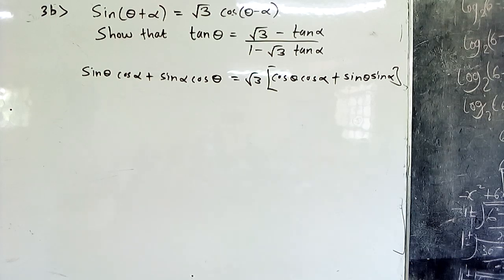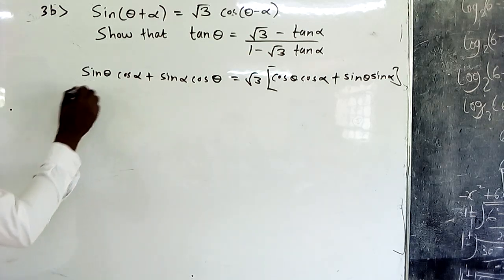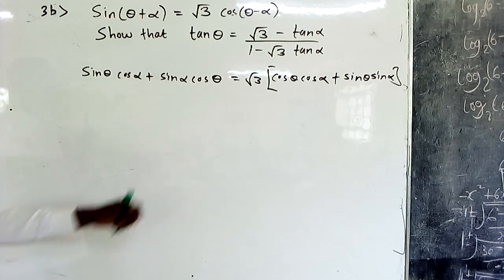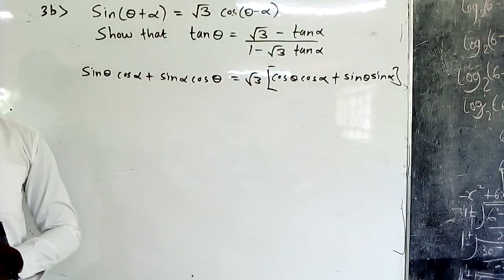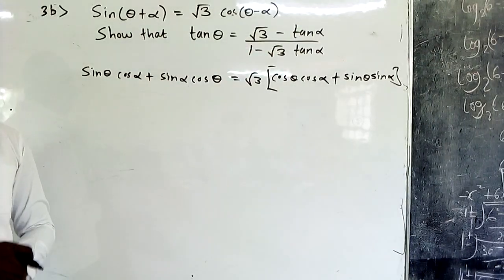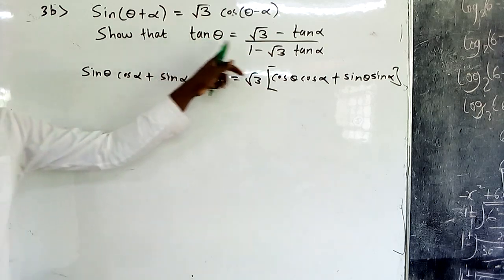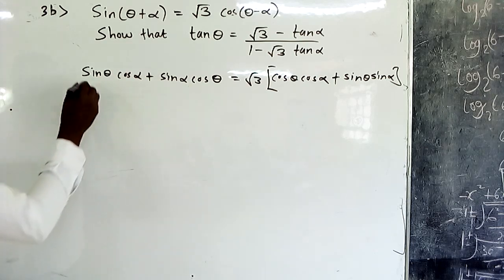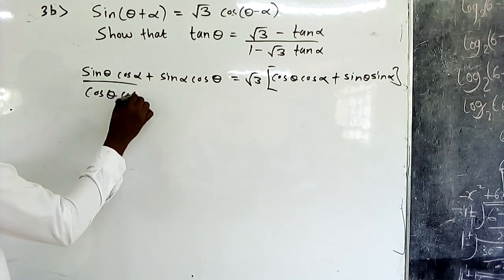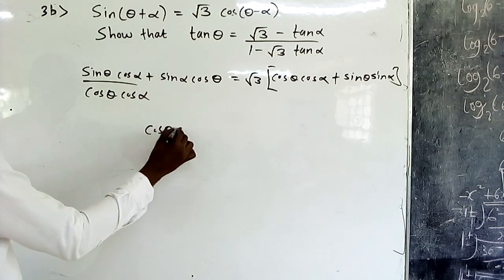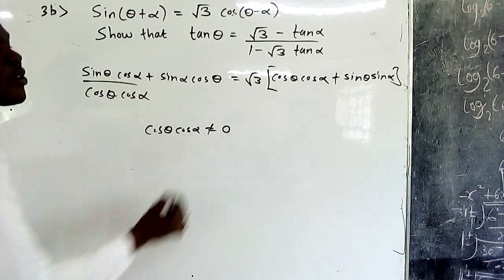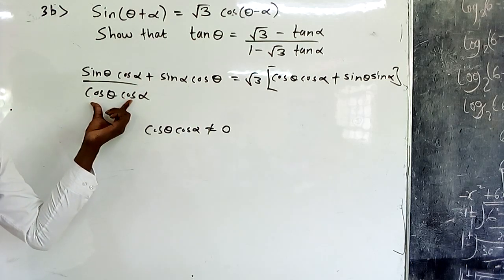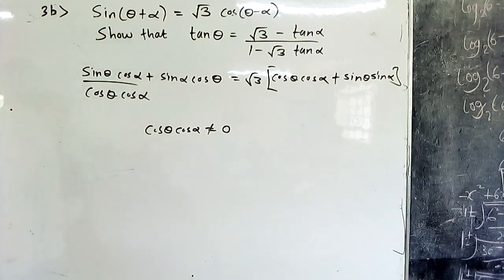So from there, we want tan θ. So it means for us to get tan θ, tan is sin θ over cos θ, isn't it? Meaning we divide both sides of the equation by cos θ. At the same time, we want tan α. What is tan α? It is sin α over cos α. So for us to get tan θ and tan α, see, we divide by cos θ cos α. Are we together? That is why they were telling you cos θ cos α is different from 0. Because when you are dividing by 0, you see that is now infinity. You see that? Are we together?